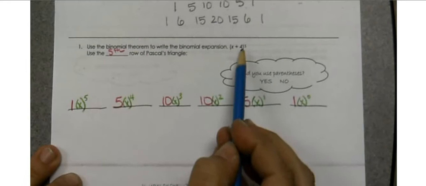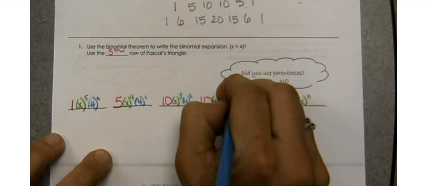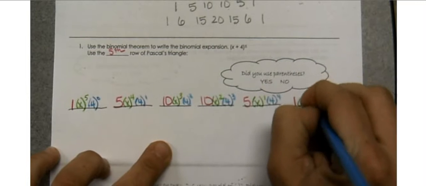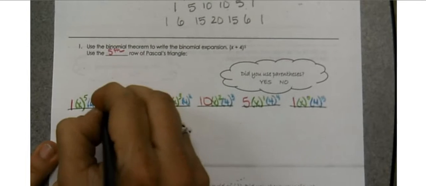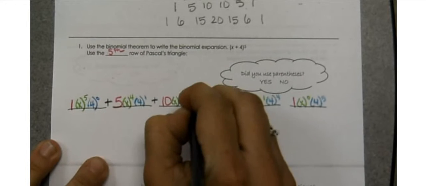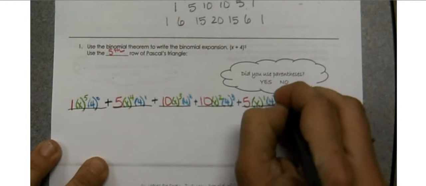Now we take the second term of the binomial, 4, and we go the other way. We'll start by raising it to the 0 power, and then we'll increase the exponent each time. So 4 to the 1st, 4 to the 2nd, 4 to the 3rd, 4 to the 4th, 4 to the 5th. Because it's addition, we know that each term will be positive. Okay.